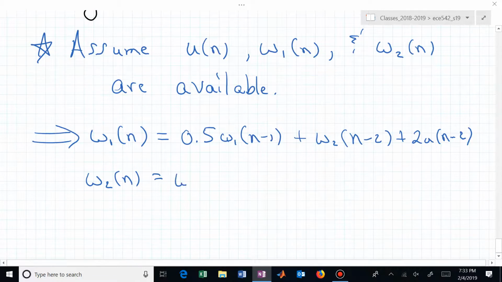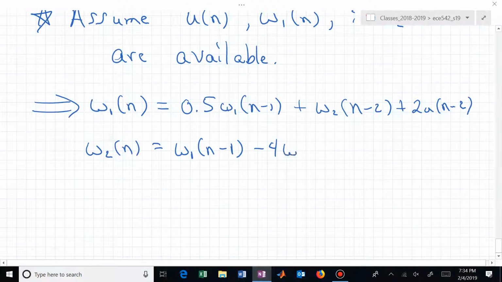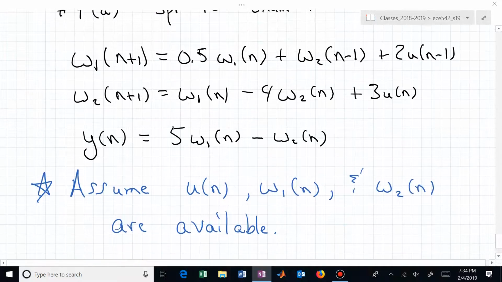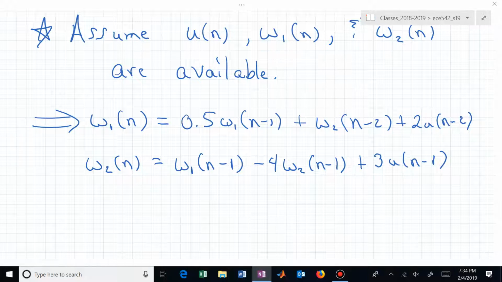W1 of n minus 1 minus 4 W2 of n minus 1 plus 3 U of n minus 1. Are we okay with that?